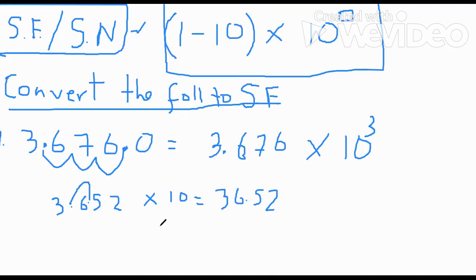All right. Suppose I change the 10 to 100. It moved to 365.2, right? It moved 2 places to the right. That's true. And if I put 1,000 there, 3,652, because I have 3 zeros, it moved 3 places to the right.